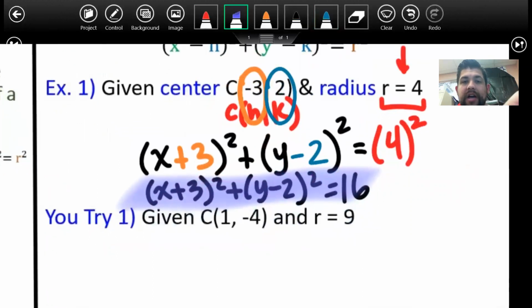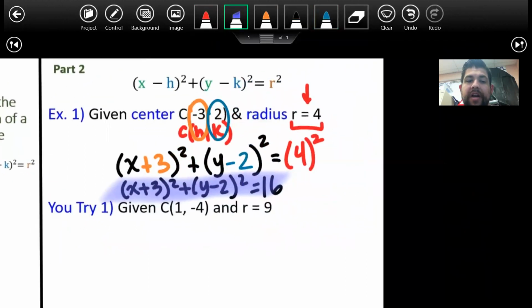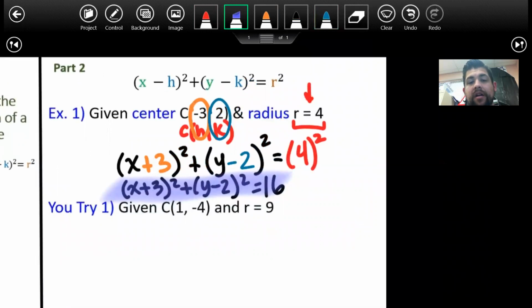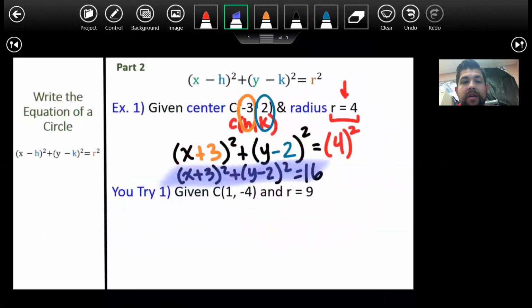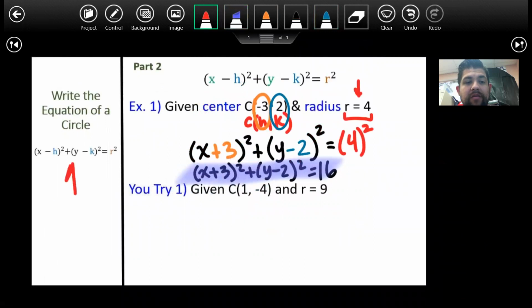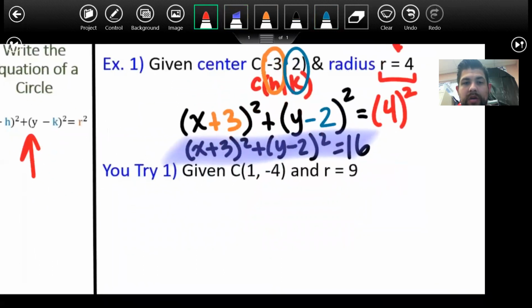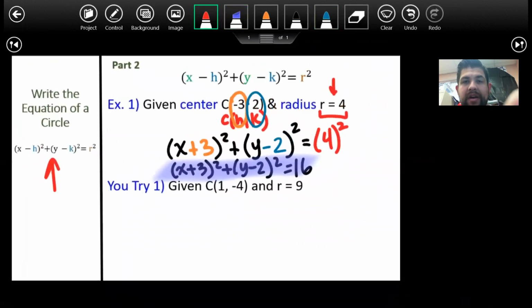Give the second one a shot. Given a center and radius, we're just going to plug back in the center and the radius to write it in the form that we're looking for on the left. We're looking for the equation that it's given. So here we go. If you need to pause it, try it by yourself. This is our h, this is our k, this is our r. All we're going to do is plug it back in.